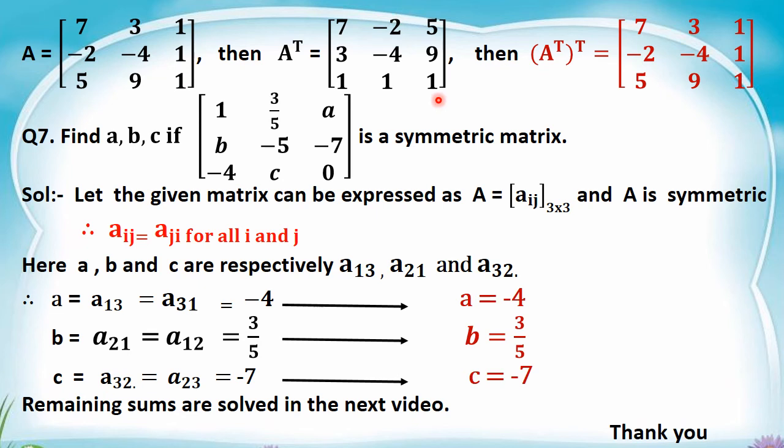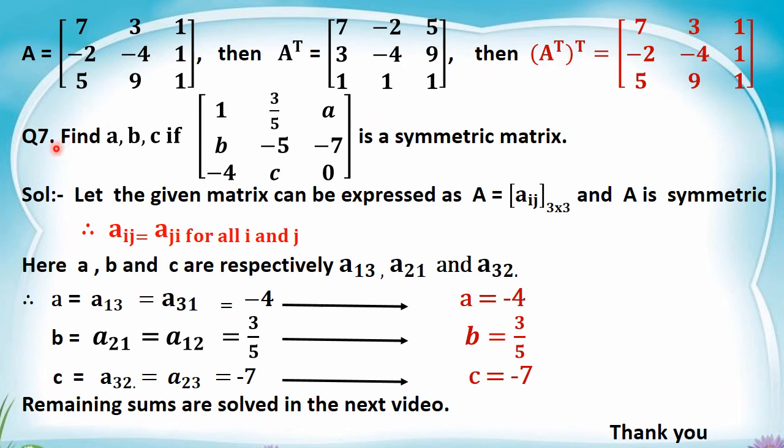And again find the transpose. Again find the transpose of this transpose, not the original matrix. So we will find the transpose of this transpose. That is 7, minus 2, 5 will become the first column. 3, minus 4, 9 will become the second column. And 1, 1, 1 become the third column. Then we will get the transpose of A.